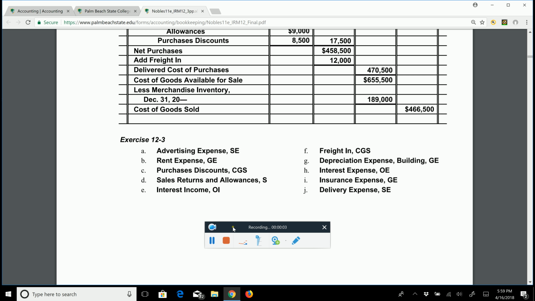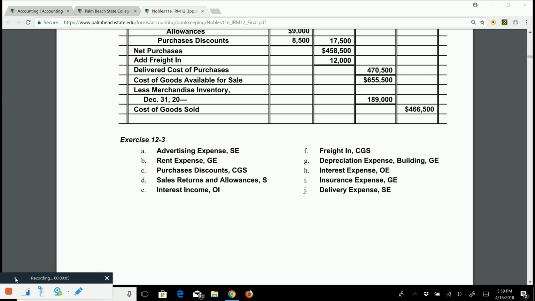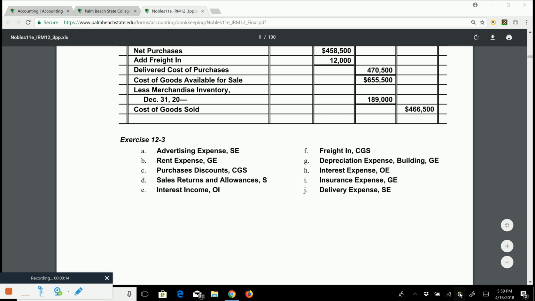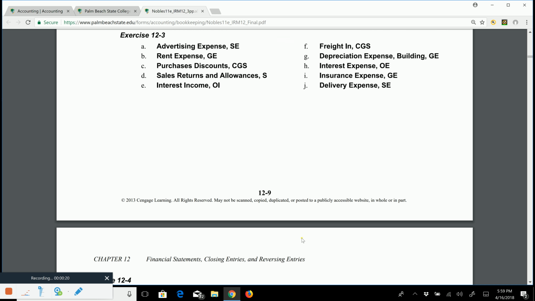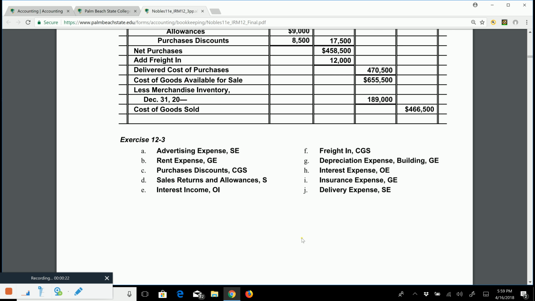Hello everyone. What we're going to take a look at here is the homework that was assigned for Chapter 12, the last chapter that we're actually going to study in this particular semester. So the first item that we're going to take a look at is actually exercise 12-3. And this is on page 563 in your textbook.